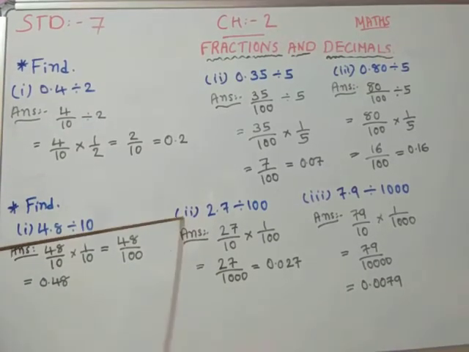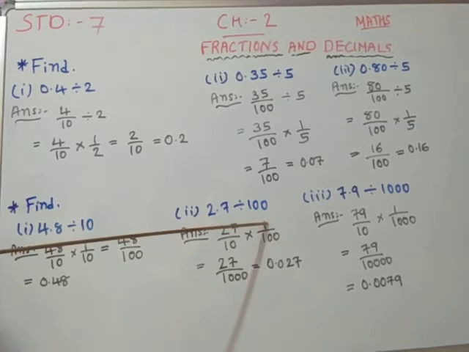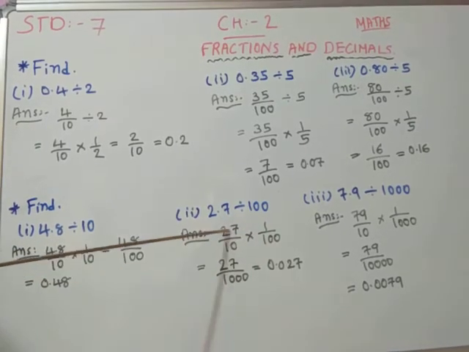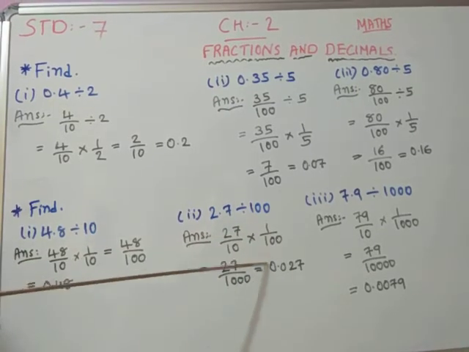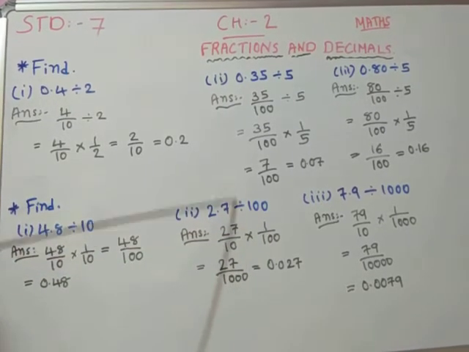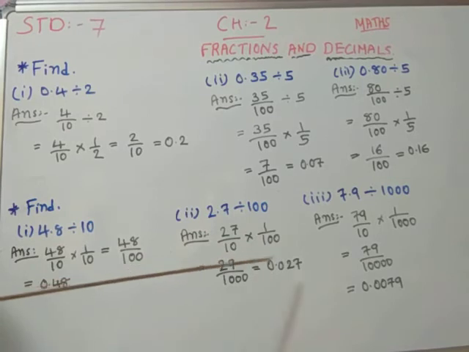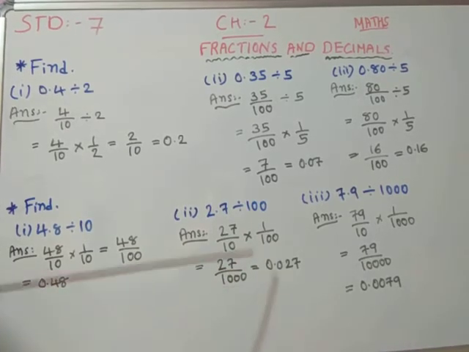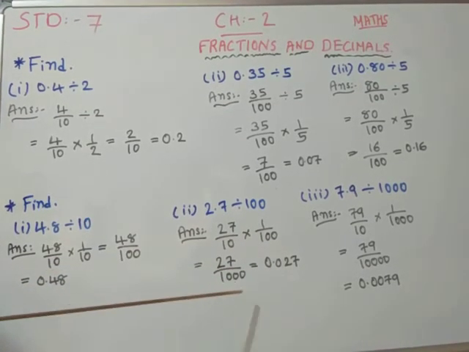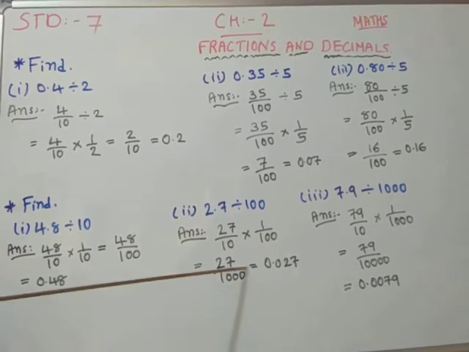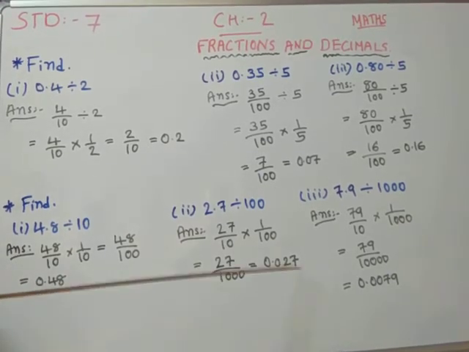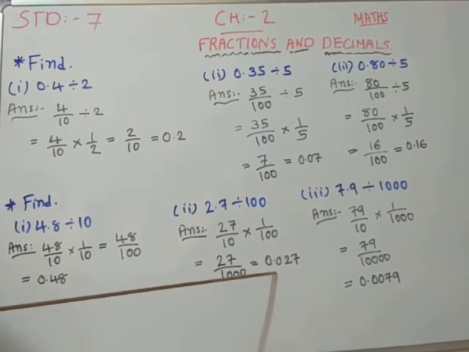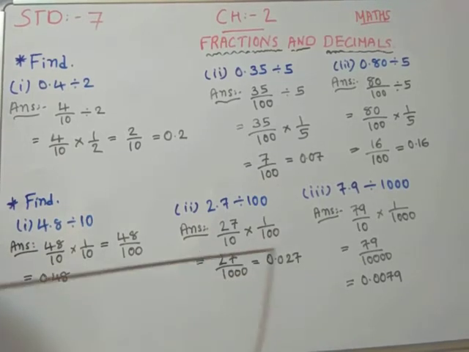Now second one, 2.7 divide 100. First convert into simple form: 27 by 10. Now put the reciprocal of this, 1 by 100. Put the multiplication sign instead of division. So 27 by 10 multiply 1 by 100, which is 27 by 1000, because 10 multiply 100 is 1000. Now there are 3 zeros below, so you have to put the decimal point from the right hand side after 3 digits. So 1, 2 and 3, and put the point here. So it's 0.027.